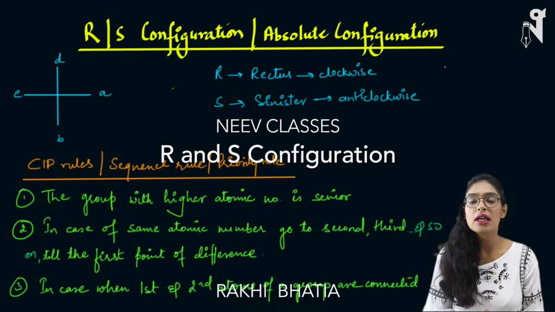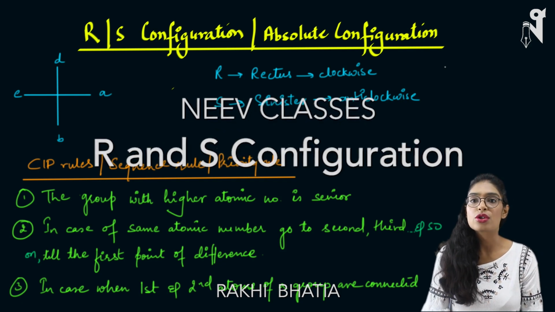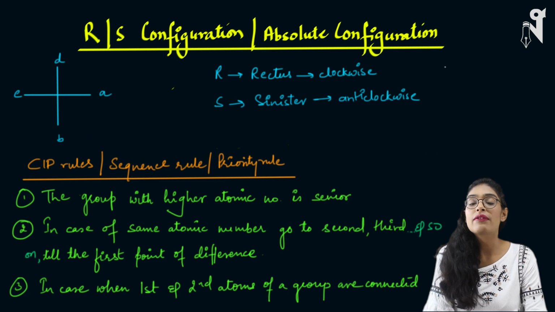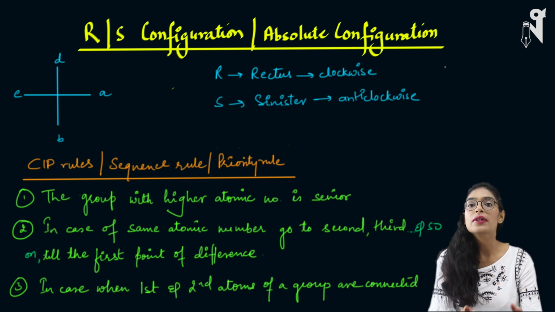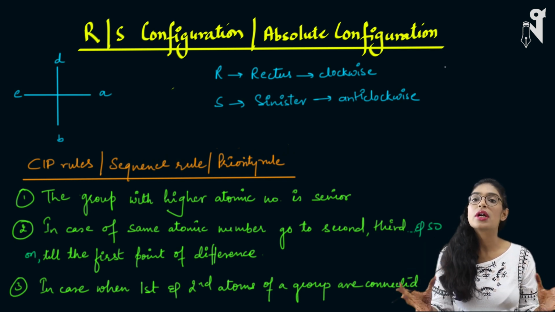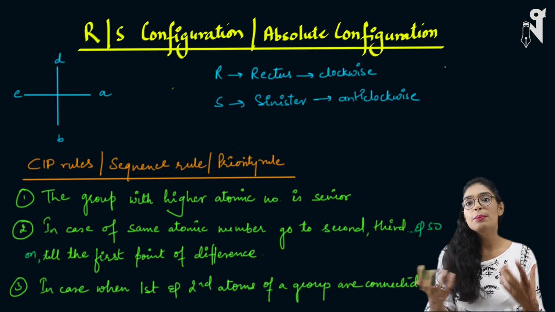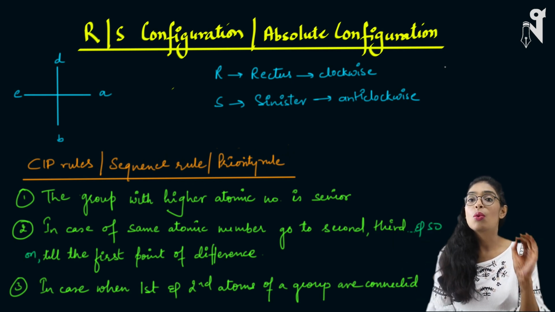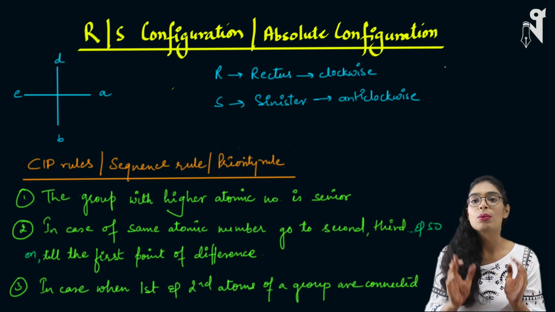Hello guys, so in the last class we had spoken about how to convert a wedge and dash structure into the Fisher projection, and why we were doing so: so that we can understand the configuration of the molecule. That means we have learned that we have chirality in the molecule only when the mirror images are non-superimposable on each other. But how will we differentiate between those two mirror images? What will we call them, how will we give them a name? That's exactly what we want to know.